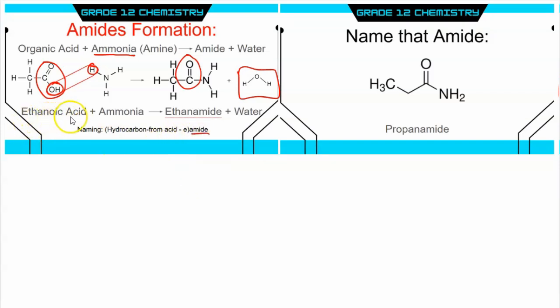So ethanoic acid, so get rid of this, and we have ethanamide. Here we have a 3-carbon chain, right, with our NH2 stuck to the end, with our double bonded oxygen. So this is how you can sort of see it's different from an amine. And so we're going to change propanoic acid to propanamide. We got that? All right.